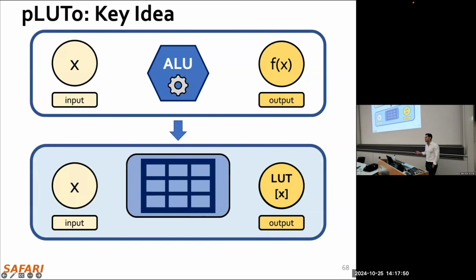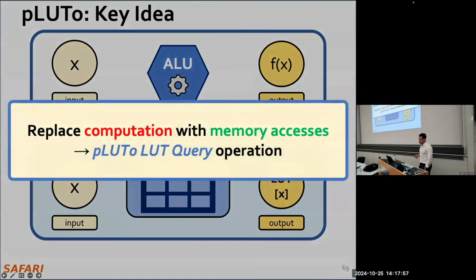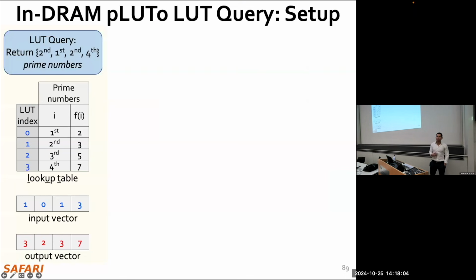So this is not new. This is what FPGAs do, for example, but we are going to realize that in DRAM in an efficient way, in what we call the Pluto lookup table query operation. So I'm going to illustrate how Pluto works with a running example. Let's say that it's not necessarily a transcendental function, but the same principle applies. Let's say you have a lookup table query where I want to return the first, second, and fourth prime numbers in a natural sequence.